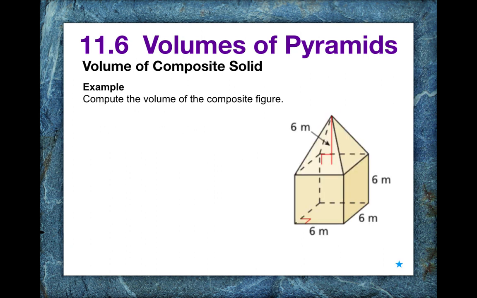Moving on to a composite solid. So here, instead of having just a pyramid, we also have a prism that's connected to it. So we're going to figure out the volume for all of this. Well, the volume of the prism is very easy because it's just the length times width times height. So that's 6 times 6 times 6, or 6 cubed, and that gives us 216. And this is of the prism.